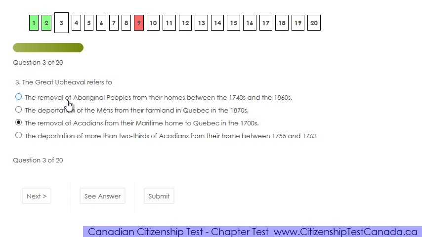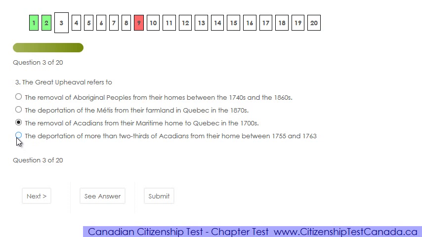The removal of Aboriginal peoples from their homes between the 1740s and the 1860s. Well, that started a lot earlier and continued a lot later than that, so that is not correct. The Métis were not deported from farmland in Quebec in the 1870s. We had the Northwest Rebellion in the late 1860s and through the 1870s. Louis Riel, Gabriel Dumont. The removal of Acadians is the correct answer. The deportation of more than 2/3.